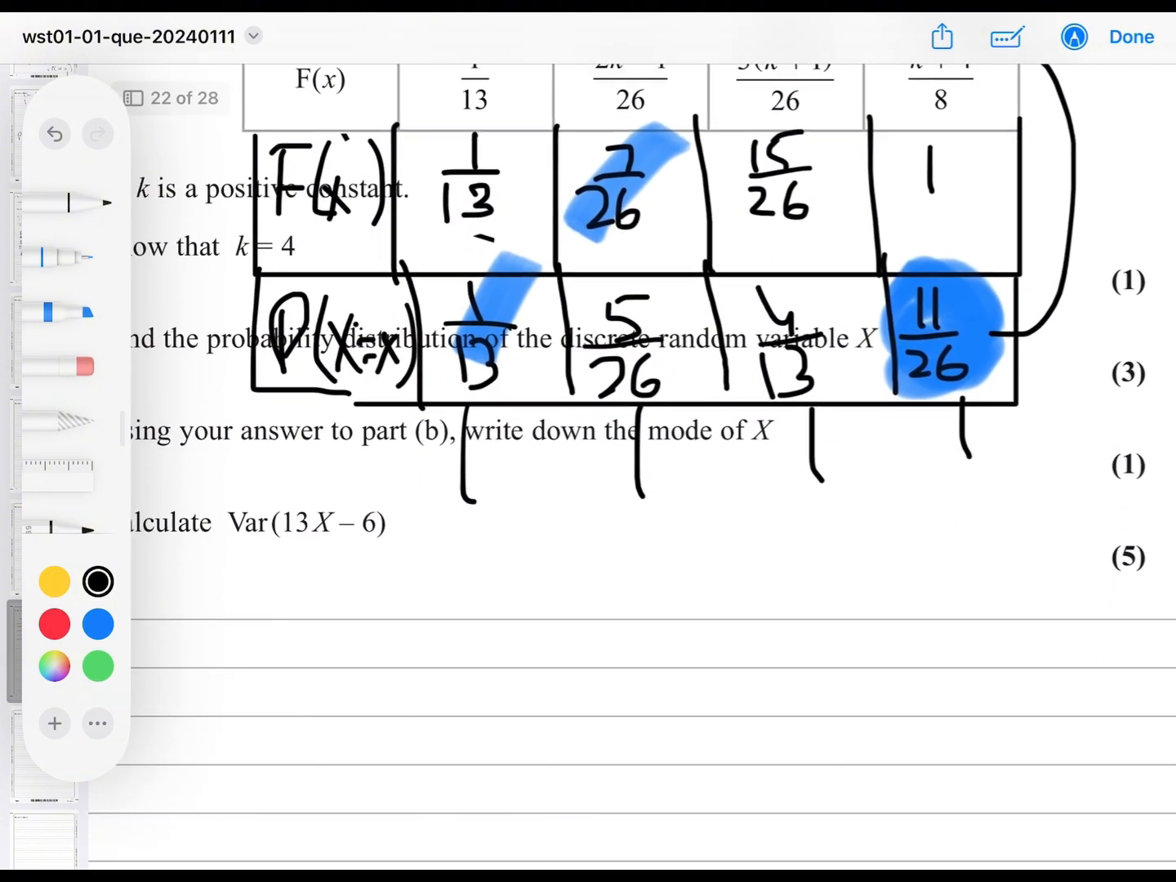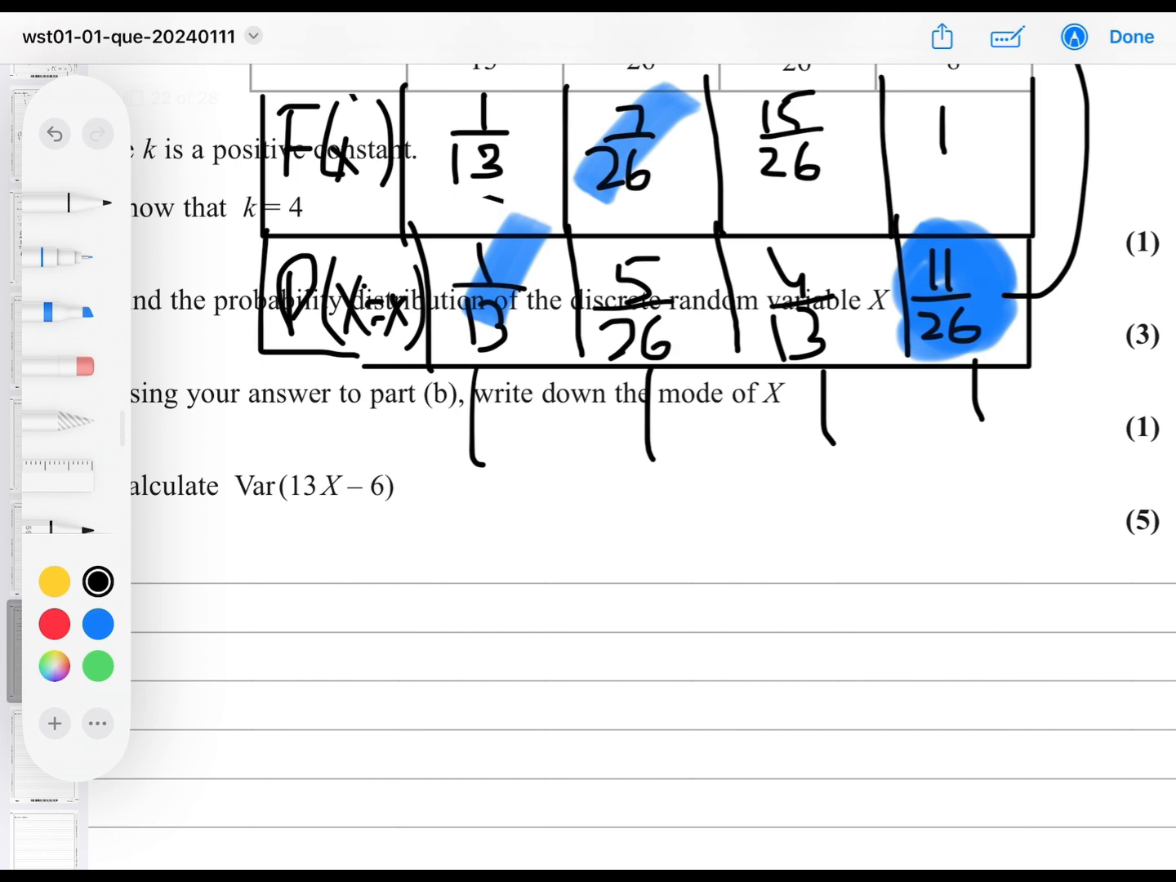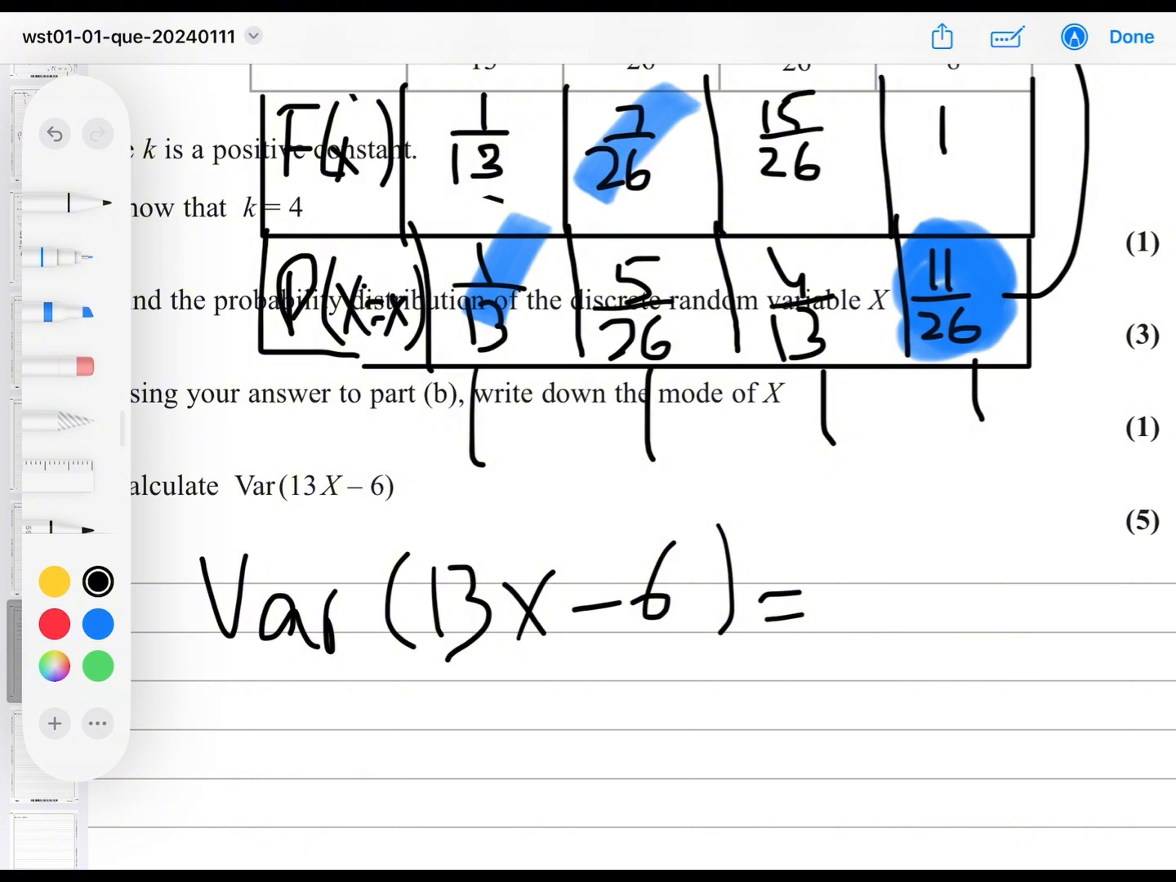Okay, so now coming to the last part, they are asking for the variance, and you have learned this. When you have this sort of situation, the formula for this will be, you have 13 here. I have explained this in the topicals, so you have to remember this formula: 13 square into variance of x.